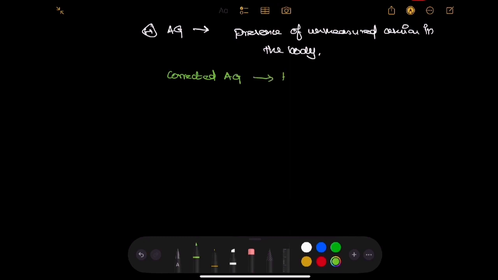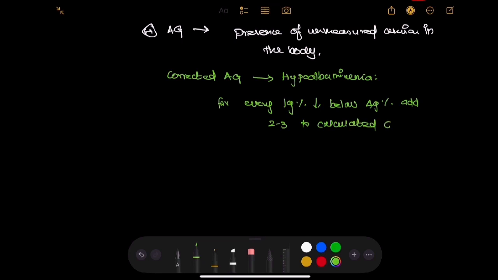Despite the measurement of anion gap, we have to calculate the corrected anion gap to compensate for hypoalbuminemia. So for every 1 gram percent decrease in albumin level below 4 gram percent, we have to add 2 to 3 for corrected anion gap measurement.